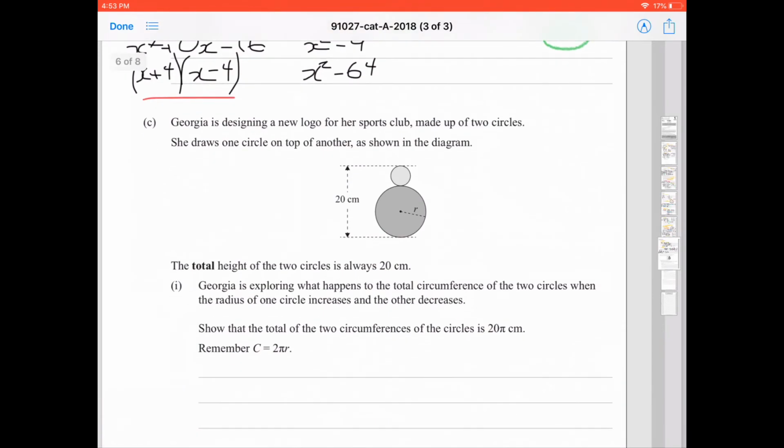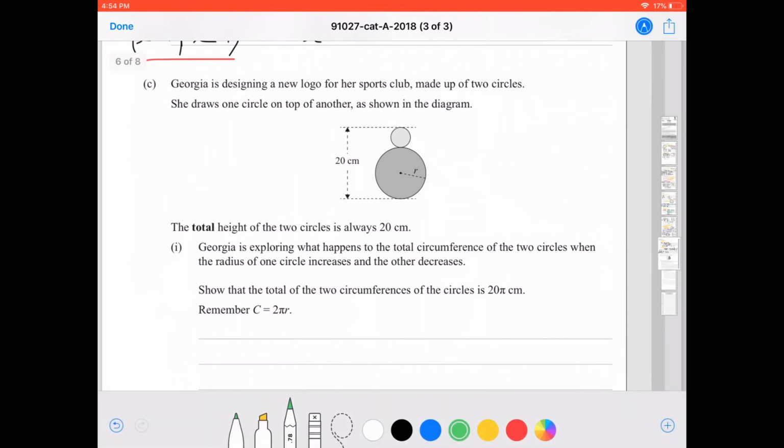Moving on to question C. Georgia is designing a new logo for her sports club made up of 2 circles. Okay. She draws one logo on top of another as shown in the diagram. So that's our diagram. The total height of the 2 circles is always 20 centimeters. Okay, so question CI. Georgia is exploring what happens to the total circumference of the 2 circles when the radius of one increases and the other decreases. Show that the total of the 2 circumferences of the circles is 20 pi centimeters. Remembering that circumference equals 2 pi r.